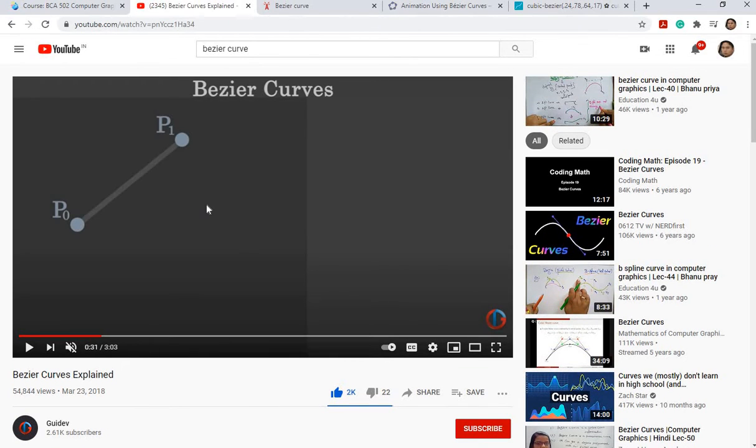Okay, suppose we have 2 points P0 and P1. And to make a Bezier curve for this, we need a linear interpolation. L0(t) equals (1 minus t) P0 plus t P1. So when t is equal to 0, we will have L0 equals P0 plus 0, and then we'll have only P0. So t will vary from 0 to 1.